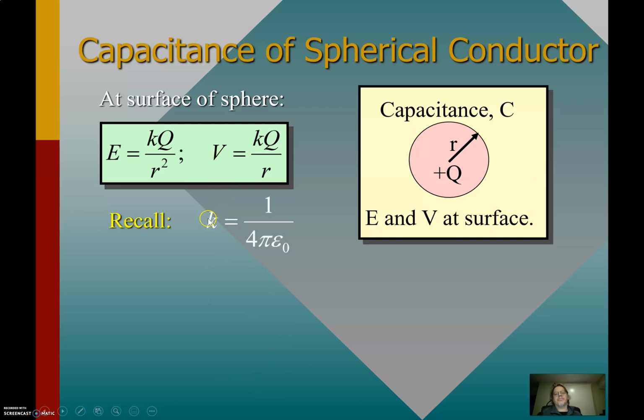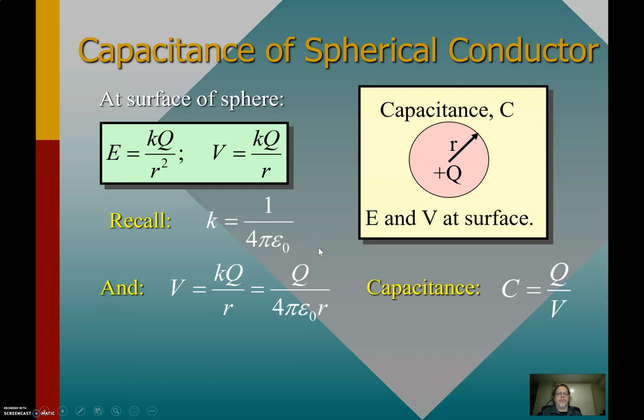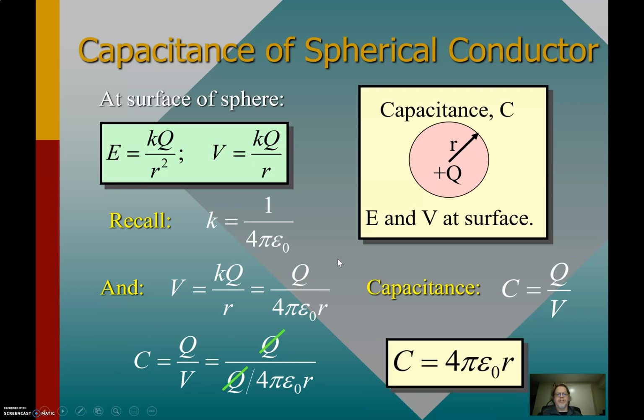And since the 9 times 10 to the ninth is really 1 over 4 pi epsilon, the permittivity of free space, we can substitute that back in to get Q over 4 pi epsilon R. And then capacitance, because it's charge per volt, we can substitute that in for the voltage. And so we go with Q over Q, so the Q's disappear, and you end up with this little doohickey here.